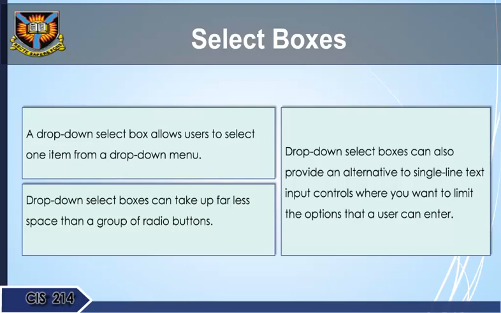A drop-down select box allows users to select one item from a drop-down menu. Drop-down select boxes can take up far less space than a group of radio buttons. Drop-down select boxes can also provide an alternative to single-line text input controls where you want to limit the options that a user can enter.